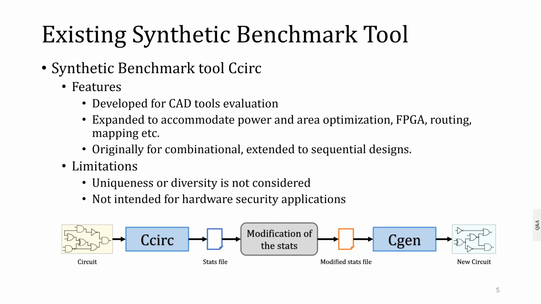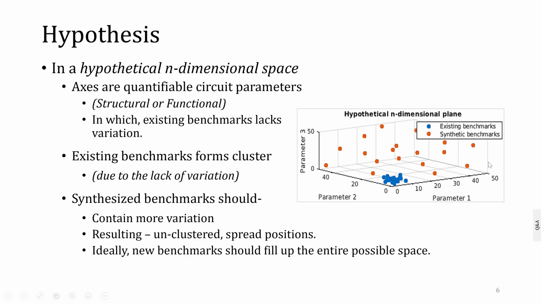Now, our hypothesis is that if we place the benchmarks along axes, where the axes can represent any functional or structural parameters of circuits, we can find that the existing benchmarks form a cluster. A target would be to generate synthetic benchmarks that would not form a cluster and would be spread across the entire space more efficiently, which means the benchmarks would provide more difference or variation in the characteristics and parameters than the existing benchmarks.